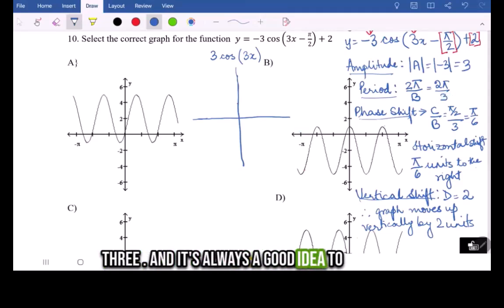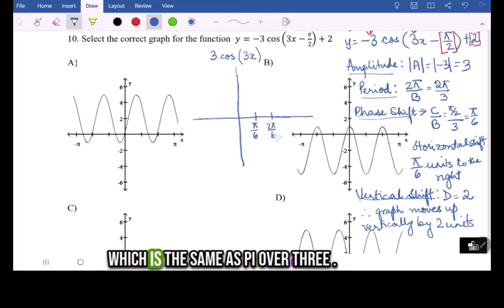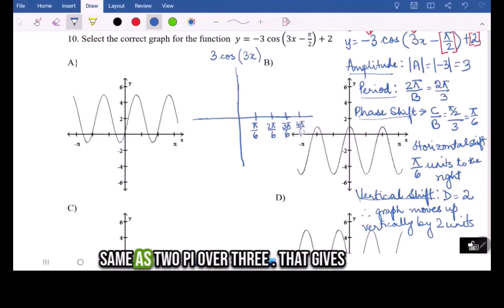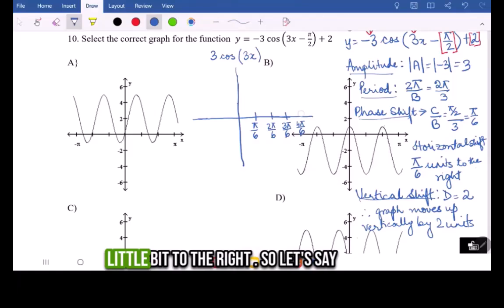And it's always a good idea to break it up into 4 intervals. In other words, I will start with pi over 6. All right, so let's mark pi over 6 to start with. And then 2 pi over 6, which is the same as pi over 3, correct? And then the next will be 3 pi over 6, which is the same as pi over 2. And then I'm going to mark 4 pi over 6, which is the same as 2 pi over 3. That gives us a full cycle of this particular graph. Let me move this interval a little bit to the right. So let's say that's 4 pi over 6.